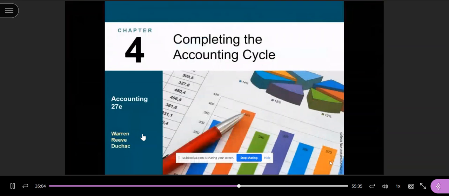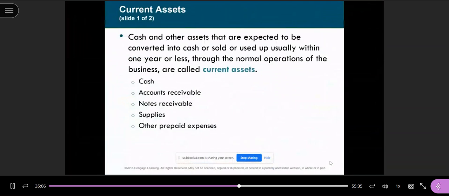is dealing with completing our accounting cycle. So we're going to talk about expanding our balance sheet, and the only way that we're expanding it is that we are making it a classified balance sheet. So what's on your balance sheet is not changing. It's still your assets, your liabilities, and your equity.